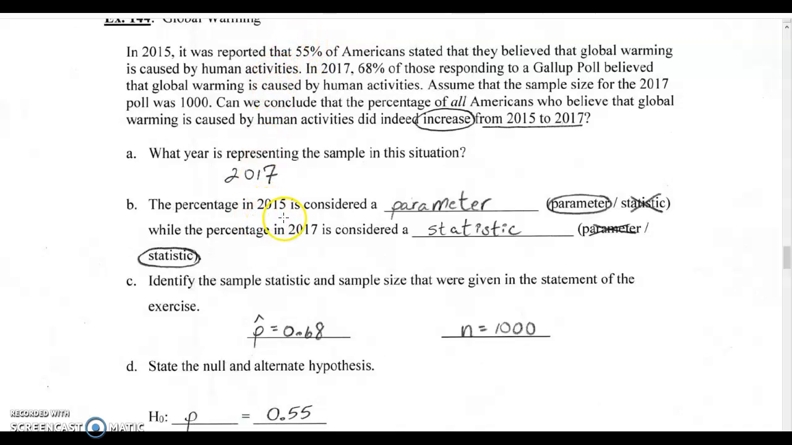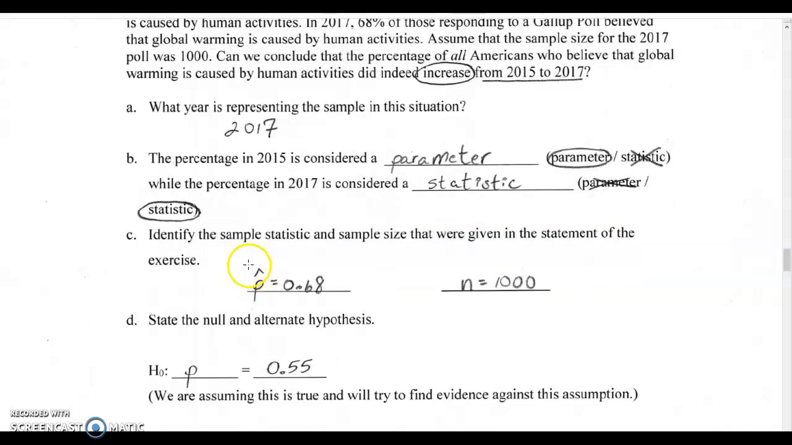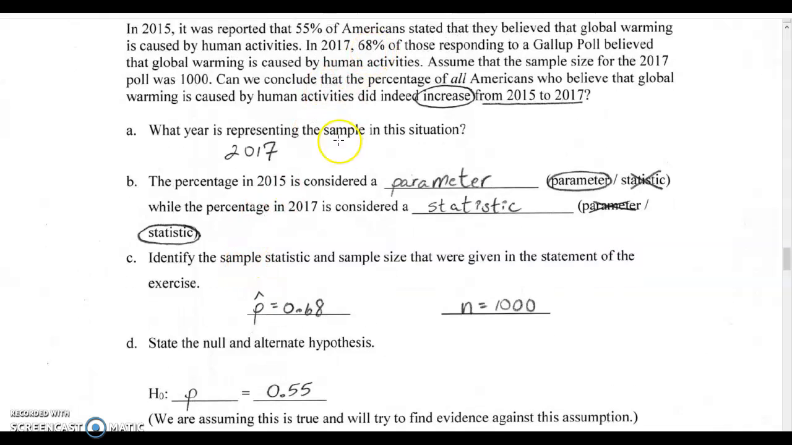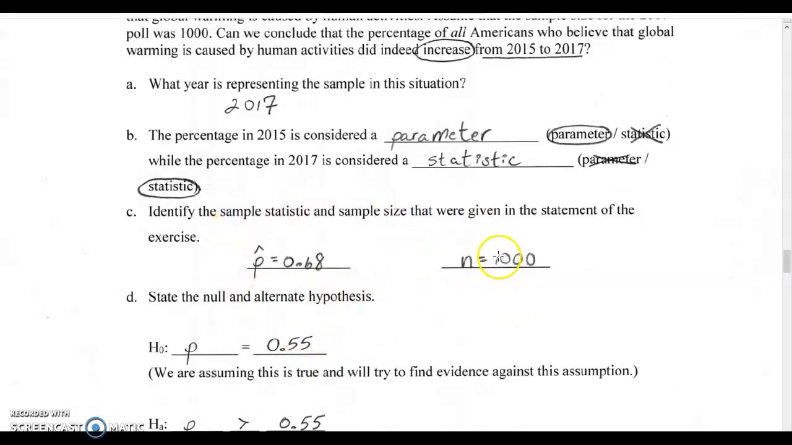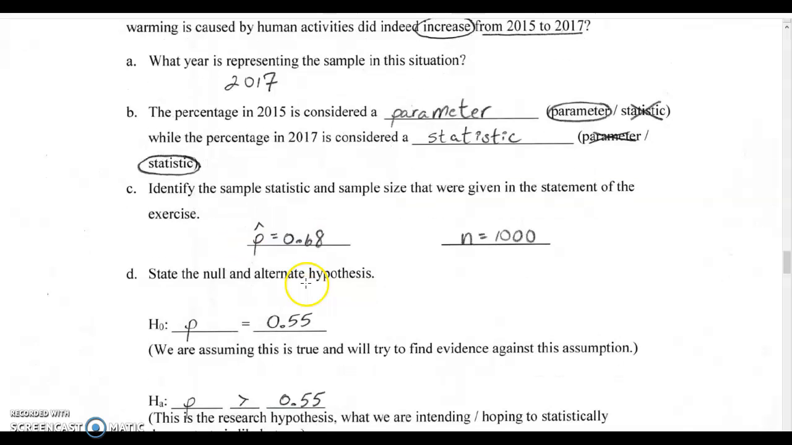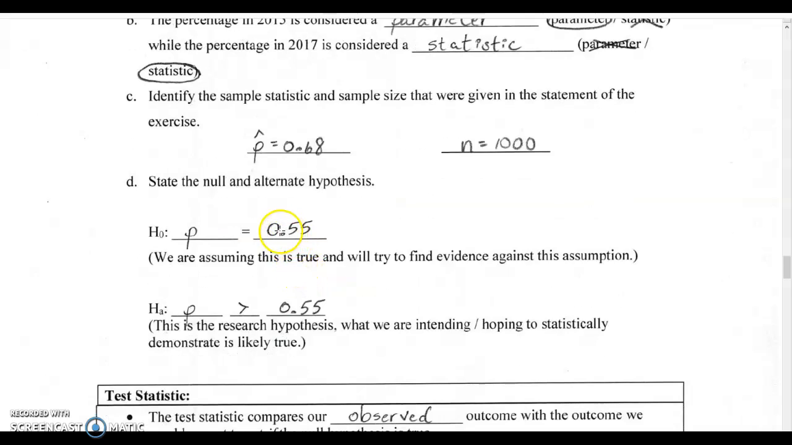Okay, the percentage in 2015 is considered a parameter then, not a statistic, while the percentage in 2017 is the statistic from a sample that we just did if we were back in 2017. So the sample statistic, 68%, that's p hat, and the sample size is 1,000. We will need that kind of information as we're moving forward, but I'm still working on trying to get you to understand how to state your hypotheses.